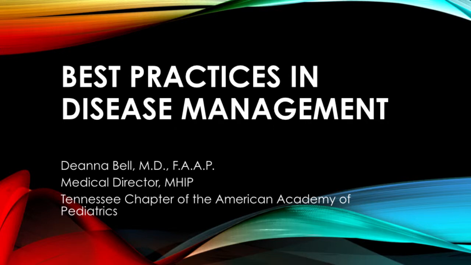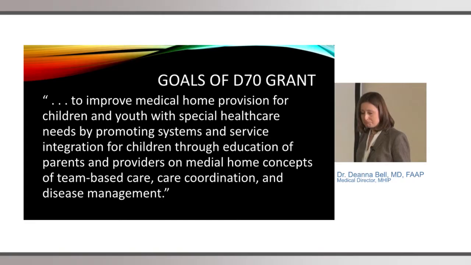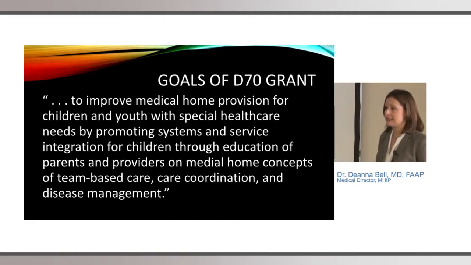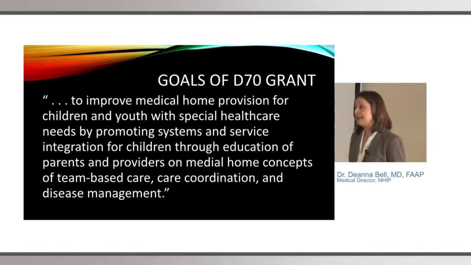So we want you to take these general principles. They're just a platform for you to start to work from and apply those to whatever disease processes that you feel like you need to improve in the office setting. So again, we've got the goals of the D70 grant to improve systems and services coordination for kids with special health care needs across the state.